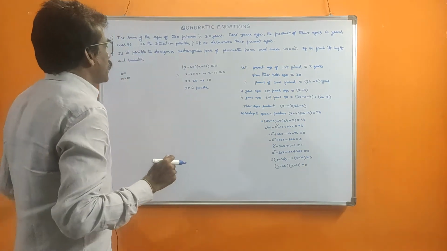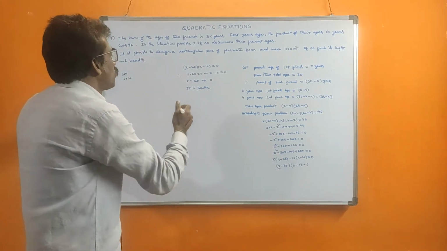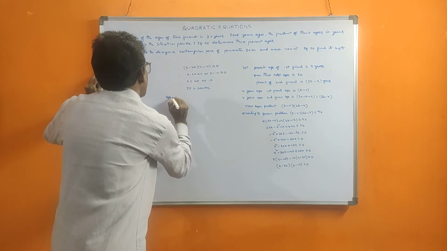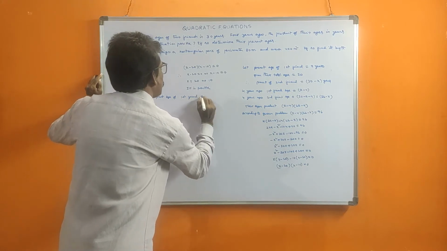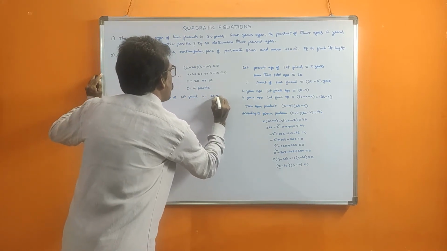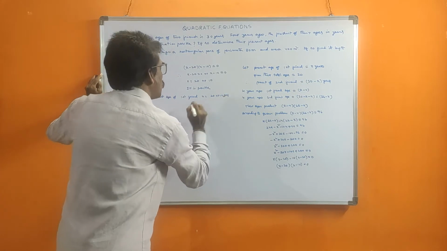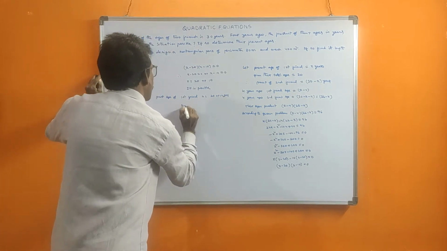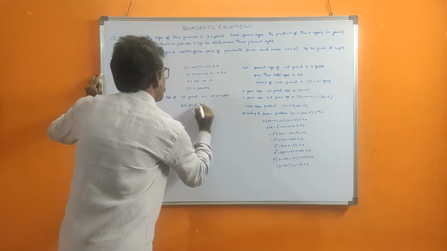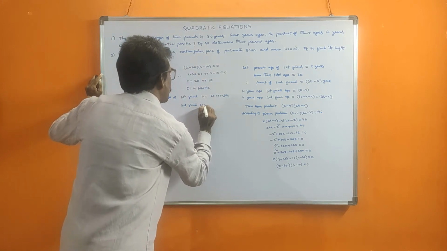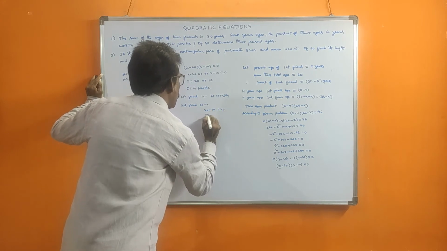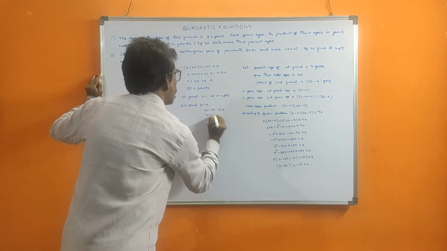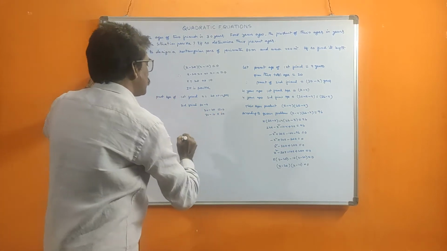Situation possible. Okay. Now we should find the ages. Present age of the first friend is x, that means 20 or 10 years. Second friend is 30 minus x. That means 30 minus 20, that is equal to 10, or 30 minus 10, that is 20.